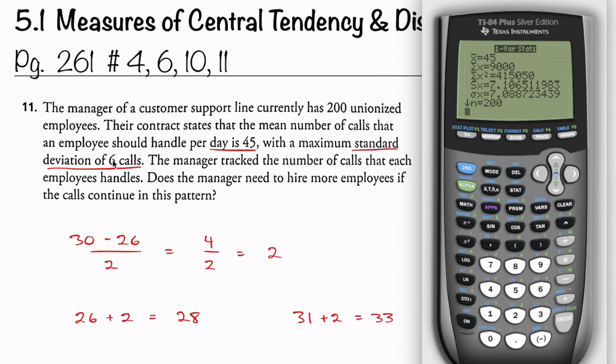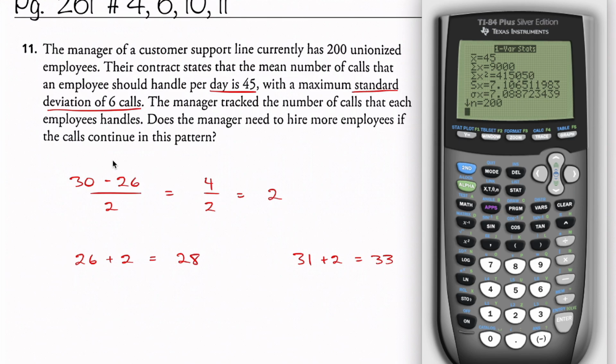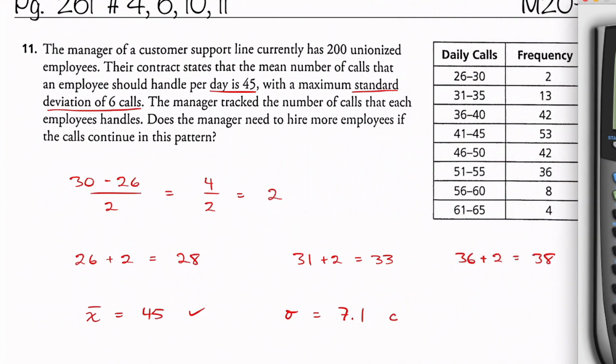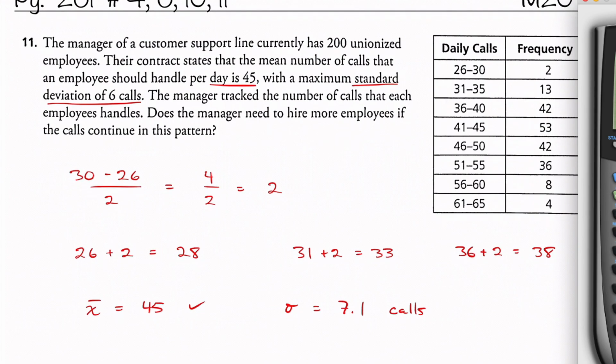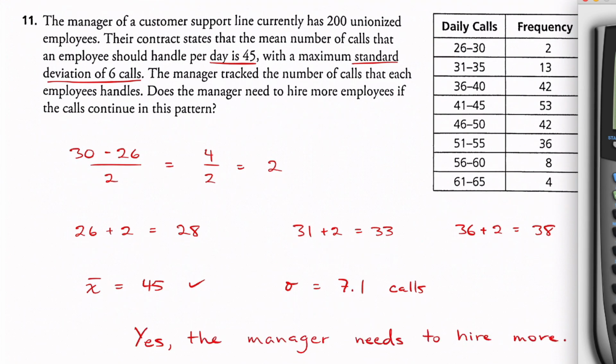So let's just write out our information. We got that the mean was equal to 45, so that is good. And then the standard deviation, for that we got about 7.1 when we rounded it. So that is too high, right? We are only supposed to have a max of 6 standard deviation for our calls, and in this case we got 7.1. So does the manager need to hire more employees? Our answer would be yes, they do need to hire more. So hopefully that helped you out with that question. Good luck with the rest of them.